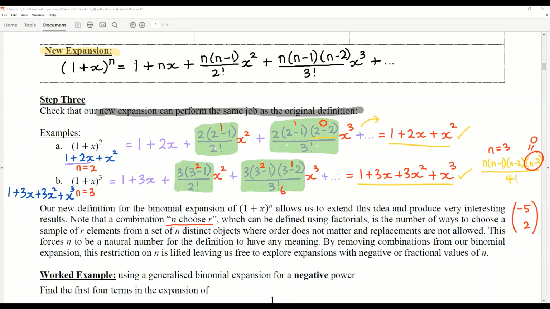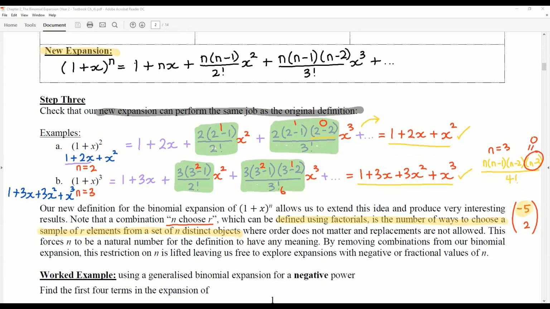And the reason why is because from the definition, the combination, it's using factorials. It's the number of ways to choose a sample of r elements from a set of n distinct objects. So you can't have -5 distinct objects. It doesn't make sense. So in year 1 and in old money, the number at the top would have to be a natural number. But we've dispensed with the combination coefficient.